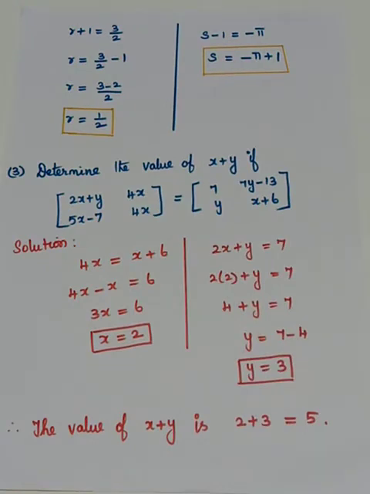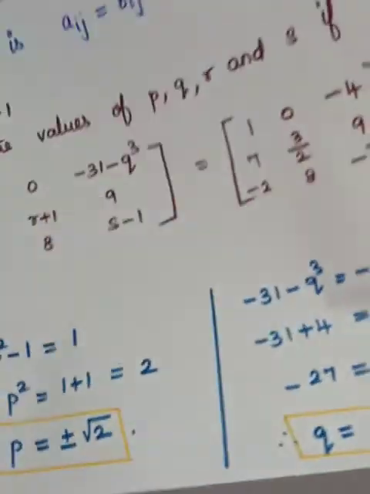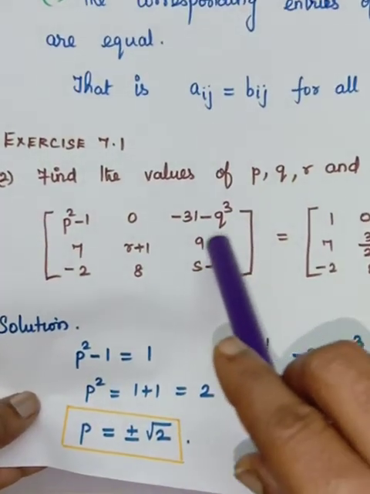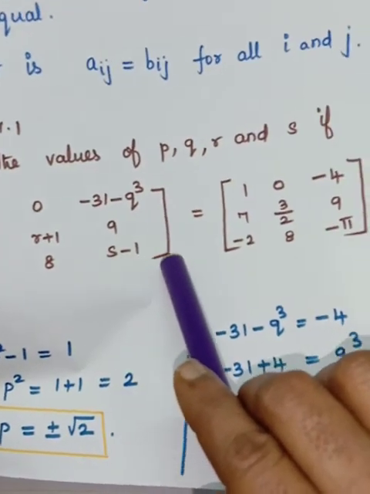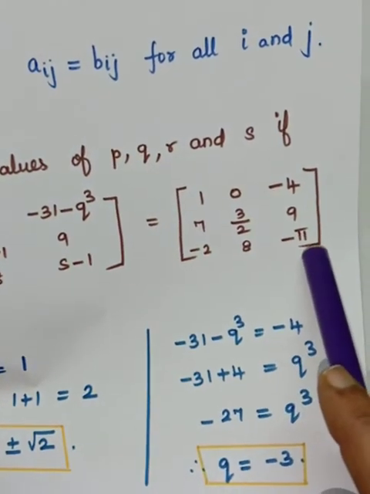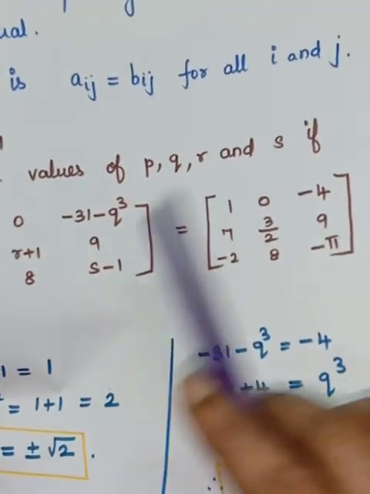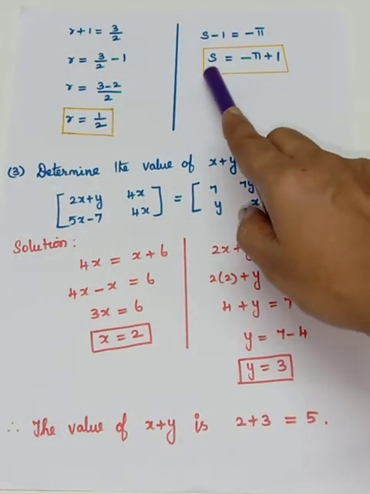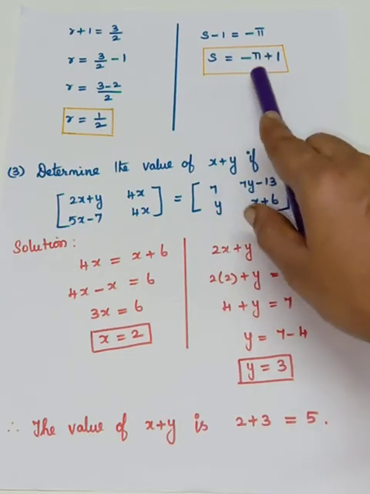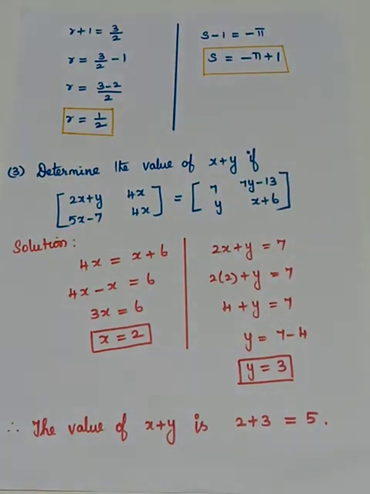Next, what is asked? Yes. Now, where is the s term in the left side matrix? Your s term is in the last element, that is the third row, third column. Here also, what is in the third row, third column? It is minus pi. So s minus 1 is equal to minus pi. So s is equal to, what's the answer? Minus pi plus 1. So we have found p, q, r and s values if the two matrices are equal.